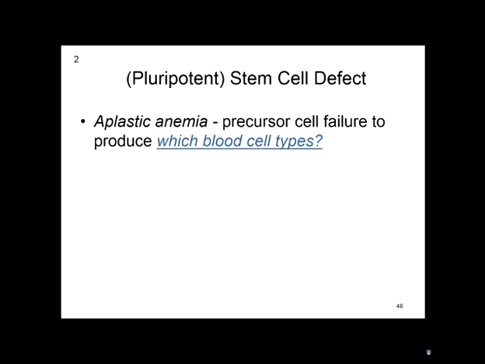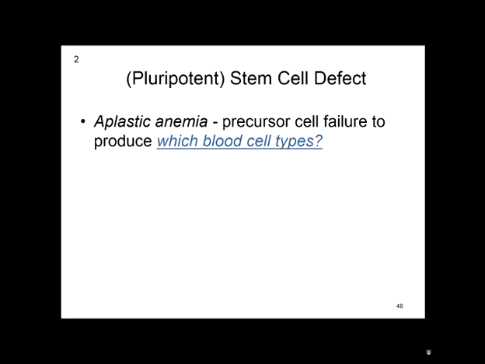Oh, you're giving me groups, blood cell groups. I'm talking about blood cell types. White blood cells, and how many white blood cell types do you know? Lymphocytes, right? What kinds of lymphocytes do you know? T cells, B cells, natural killer cells. Okay, those are your major lymphocytes.